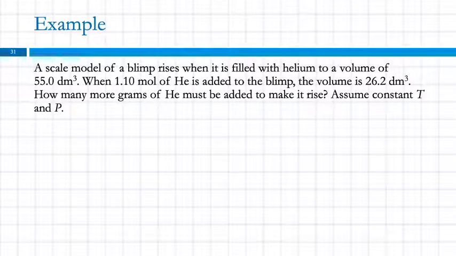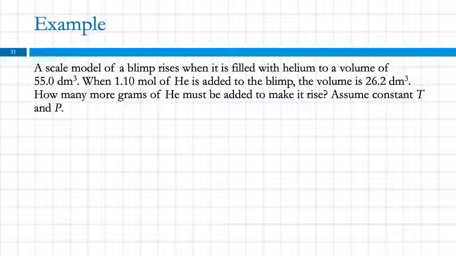Here's another example. This is another weird one. Scale model of a blimp rises when it's filled with helium to a volume of 55 cubic decimeters. When 1.1 moles of helium is added to the blimp, the volume is 26.2 cubic decimeters. How many more grams of helium must be added to make it rise? Assume constant temperature and pressure. Doesn't that seem a little funny? You want this blimp to go up, and you do that by adding more helium. I'm adding mass to it, and that's going to cause it to go up.